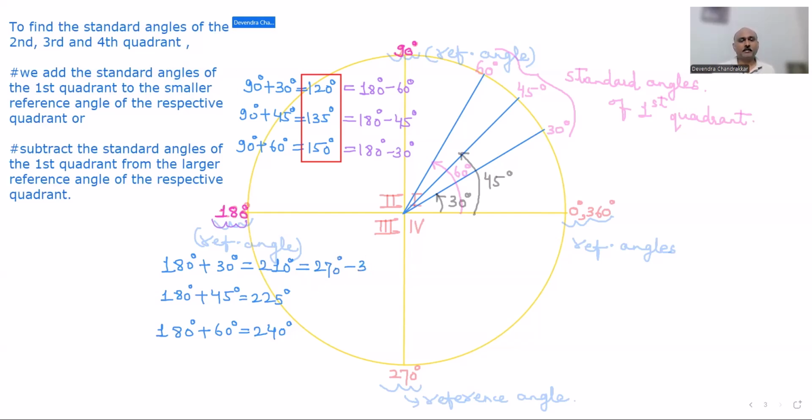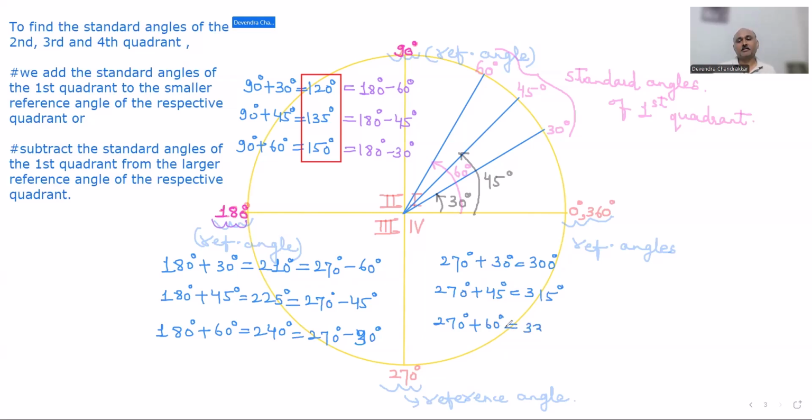You can get these values by subtracting the standard angles from the larger one. So this is 270 minus 60, 270 minus 45, 270 minus 30 degrees. And in the fourth quadrant, it is 270 plus 30, that is 300. 270 plus 45, it's 315 degrees. 270 plus 60, it is 330 degrees.